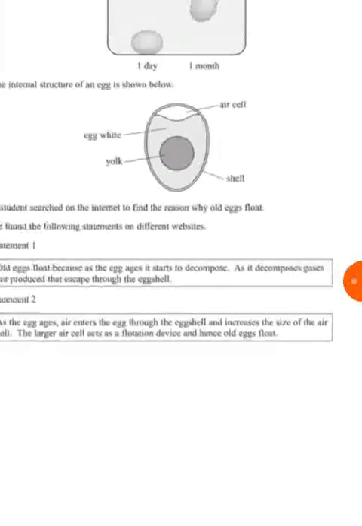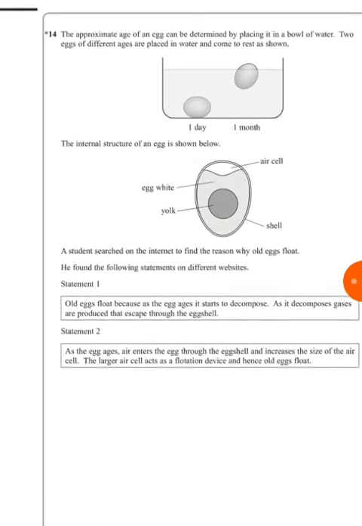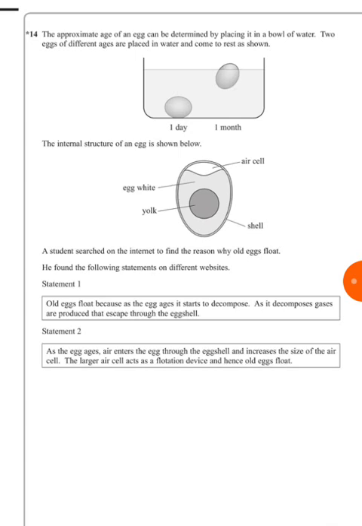Okay. Then a student searched on the internet to find the reason why old eggs float. He found the following statements on different websites. Statement 1. Old eggs float because as the egg ages, it starts to decompose. As it decomposes, gases are produced that escape through the eggshell. Okay.